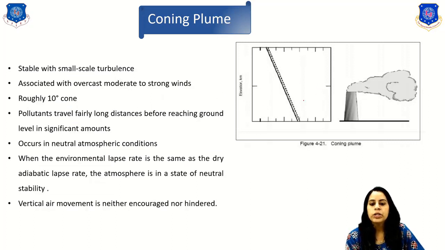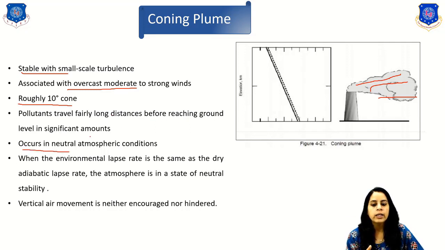Now, the second one is the coning plume. What do we mean by coning plume? It is stable with small scale turbulence. Here you can see that small turbulence is formed, right? It is associated with overcast skies and moderate to strong wind. It forms a roughly 10-degree cone. Here you can see the shape of the plume, which is cone shaped, right? Pollutants will travel a fairly long distance, reaching ground level in a significant amount.